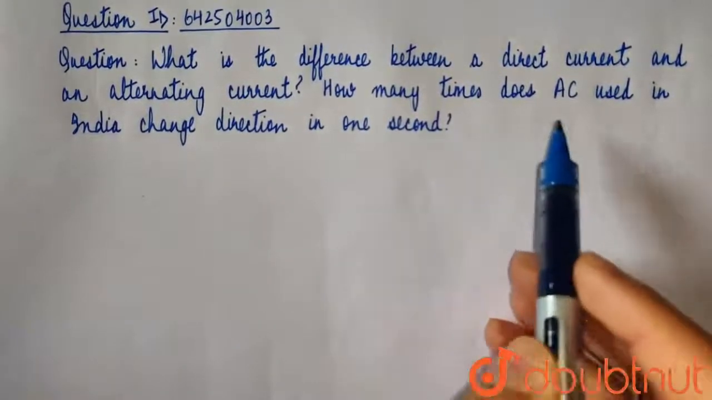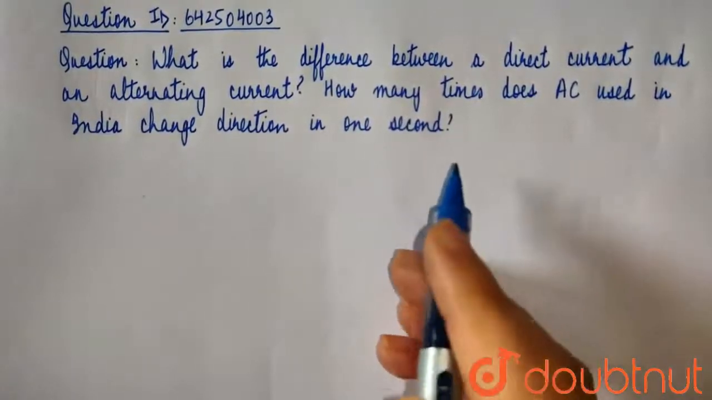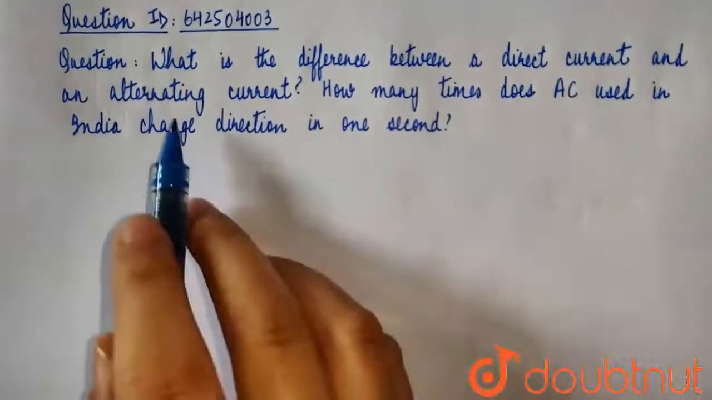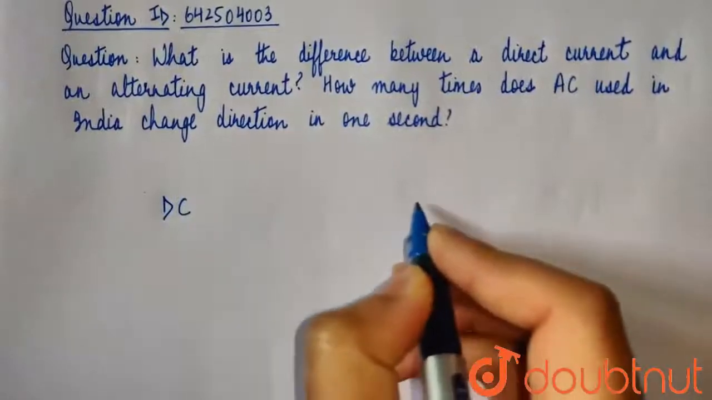The question is, what is the difference between a direct current and an alternating current? How many times does AC used in India change direction in 1 second? So let's take the first part, that is, what is the difference between a direct current and an alternating current? DC, that is direct current, and AC.